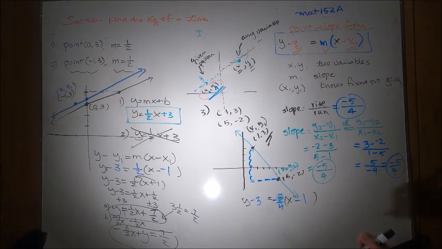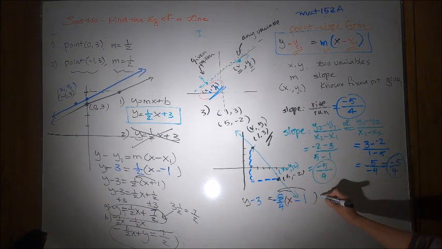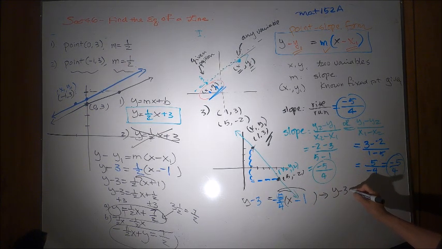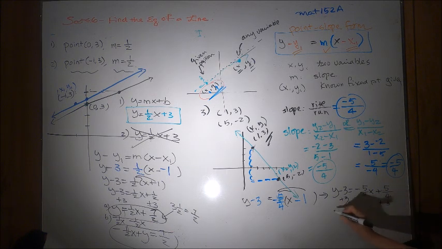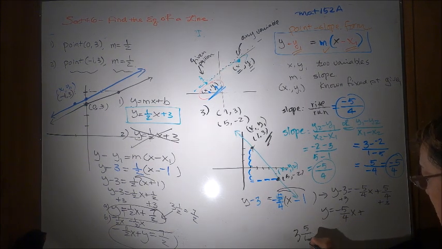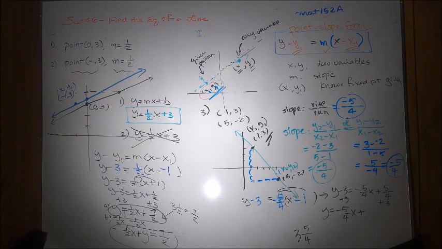Then you need to clean up and write the final form in the standard form or slope-intercept form. So you distribute them. So what do you have? y minus 3 equals -5/4 x plus 5/4. Right? Then you add the 3. So y is negative 5/4 x plus 3 and 5/4. You don't leave number that way. Write it in an improper fraction. So 3 times 4 is 12 plus 5 is 17/4. Right?